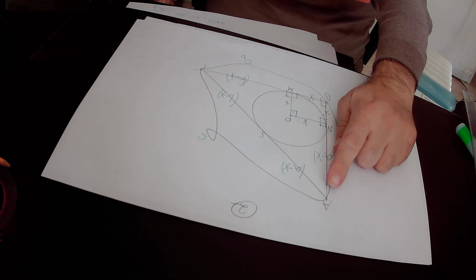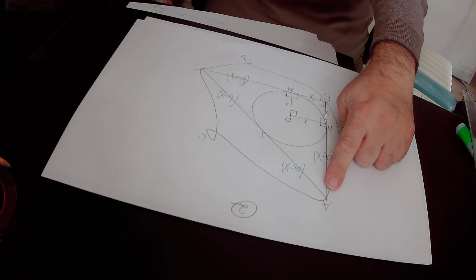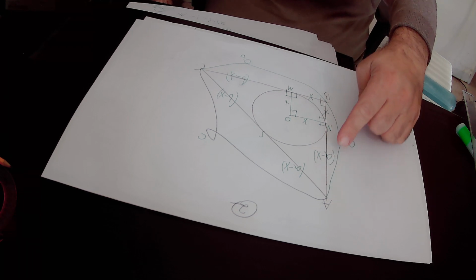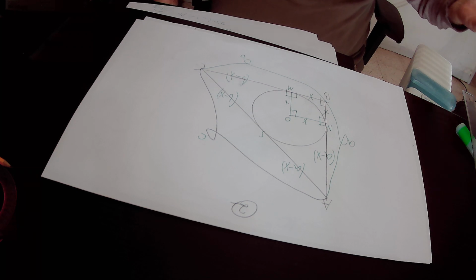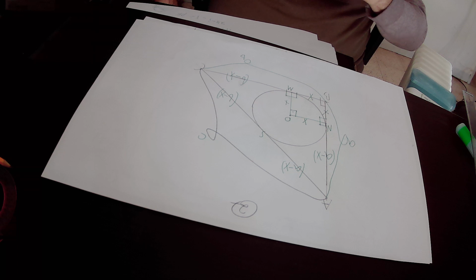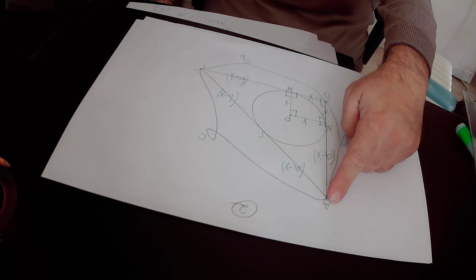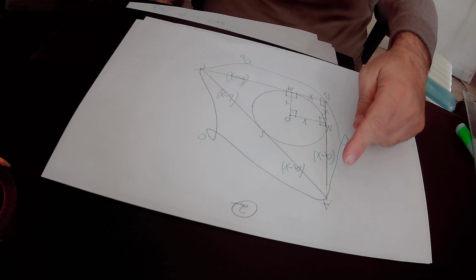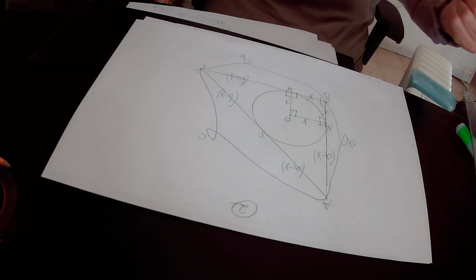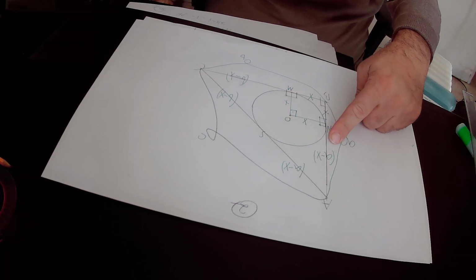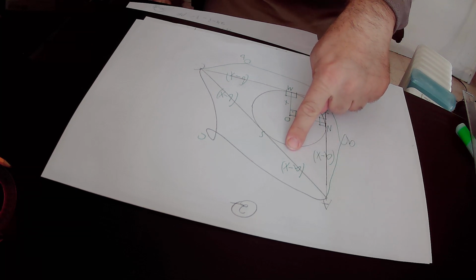Here we have rule number 2. If you focus on the common external point A, from the common external point A we have 2 tangents to the circle, tangent AN and tangent AS. According to rule number 2, they must be equal to each other. Rule number 2 states that the lengths of 2 tangents from a common external point to a circle are equal. That is to say, AN equals AS. But AN is A minus X, therefore AS must also be equal to A minus X.